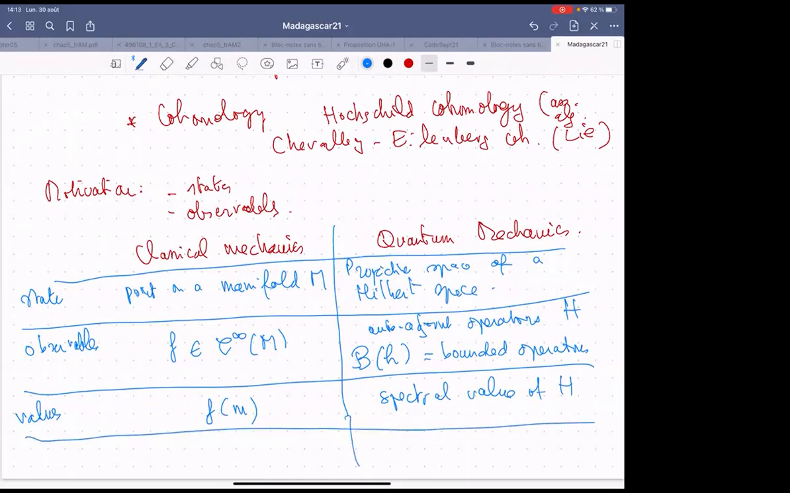And now, what about the dynamics? Here we have the well-known Hamilton equation. And here we have the Schrödinger equation.